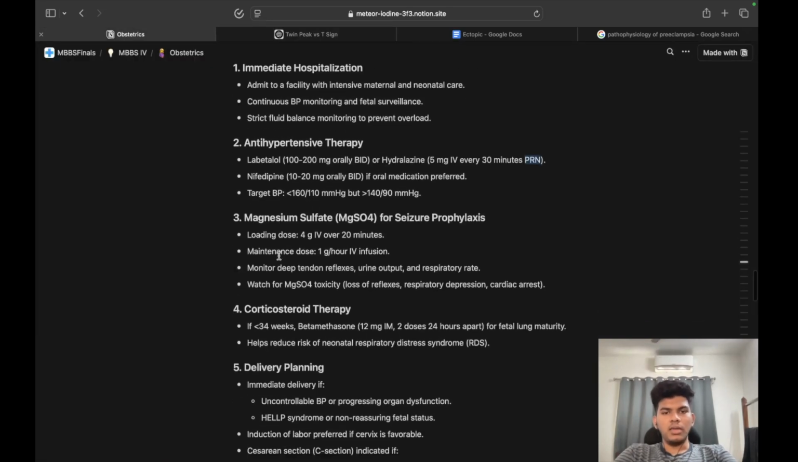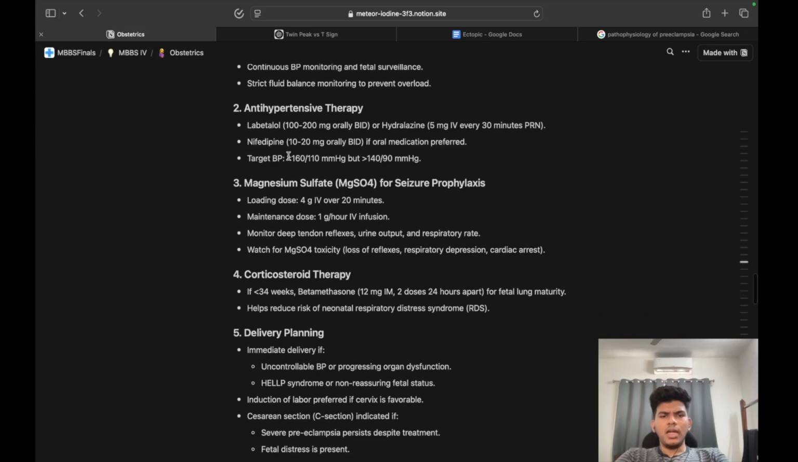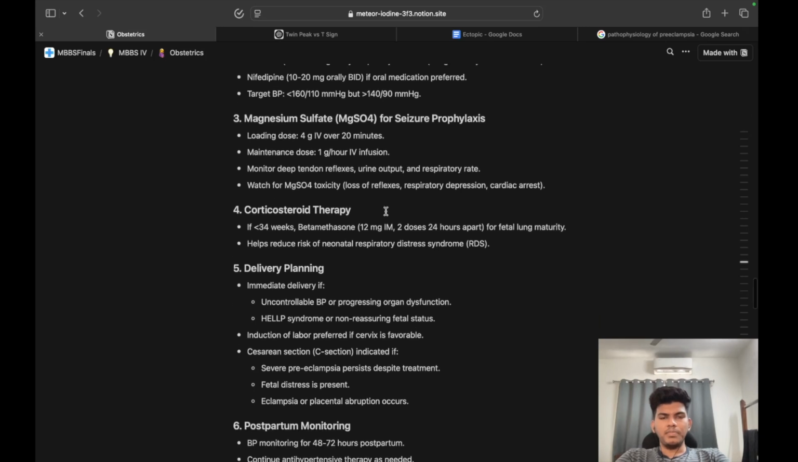As per requirement, nifedipine 10 to 20 milligrams orally BID if oral medication preferred. Target BP less than 160 over 110 but greater than 140 over 90 mmHg. So labetalol 100 to 200 oral BID, hydralazine 5 milligram IV every 30 minutes, nifedipine 10 to 20 milligram orally BID. Target BP less than 160 mmHg but greater than 140 over 90.